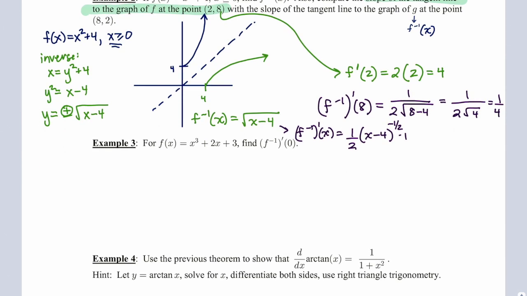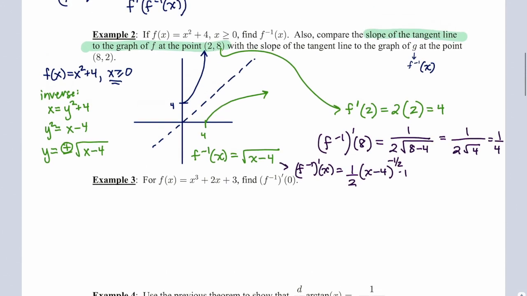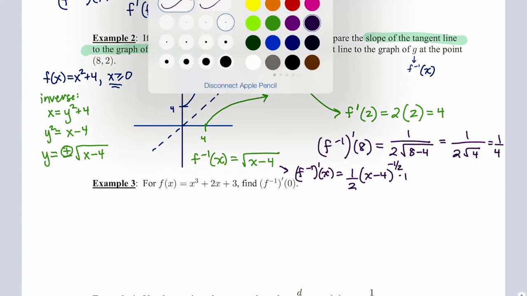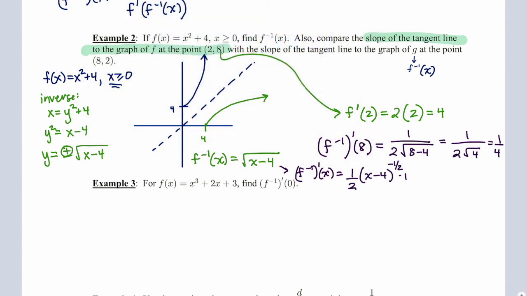All right, then example 3 is the first time we'll actually need to use this theorem to find the derivative we're wanting to find. It'll be more efficient than trying to find the inverse function itself. So this is saying for the function x cubed plus 2x plus 3, find the inverse derivative at 0.